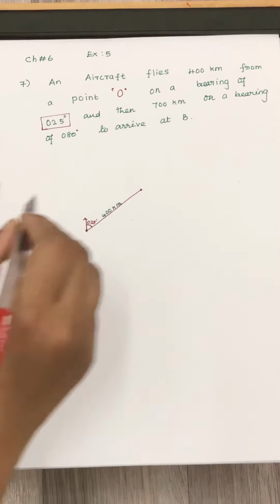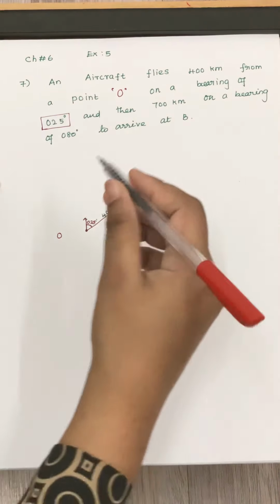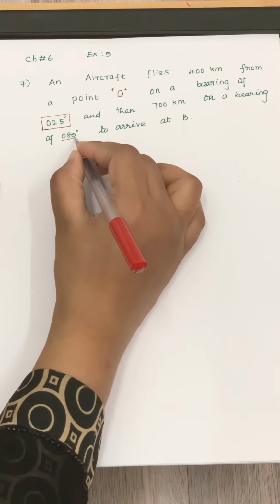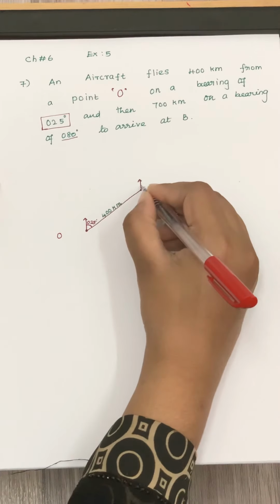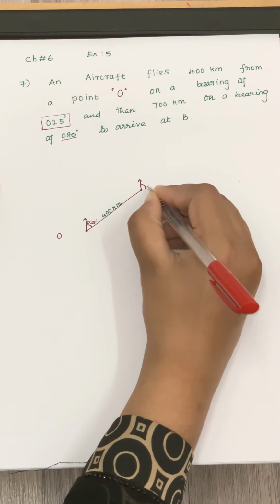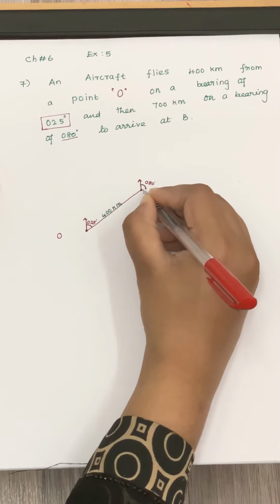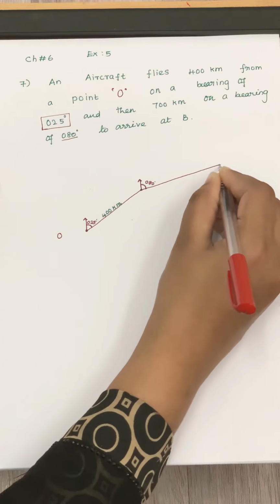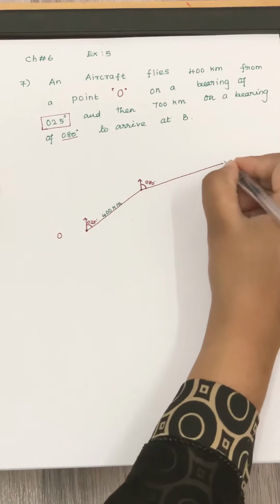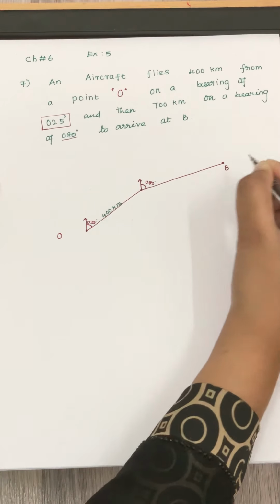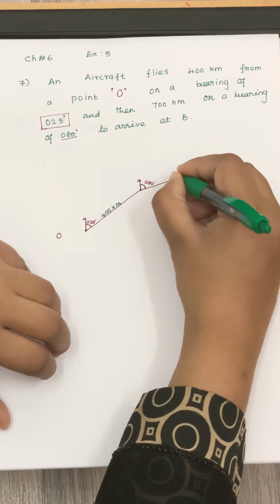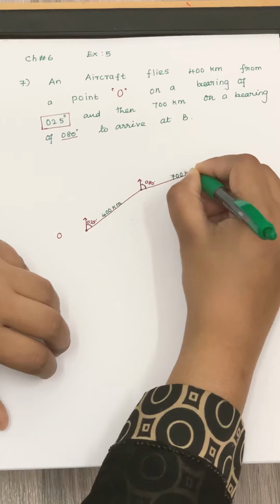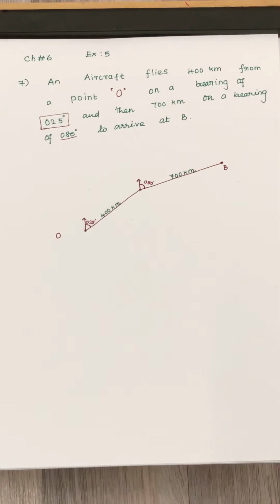Once it reached 400 kilometers, it changes the bearing to 80 degrees. Again the same method: draw the north direction, and 80 degrees is approximately this much, 0, 80, and extend the line. What distance is it? This point is named B. And what distance the second time? 700 kilometers. Once you're done with the diagram, the bearing diagram is done.